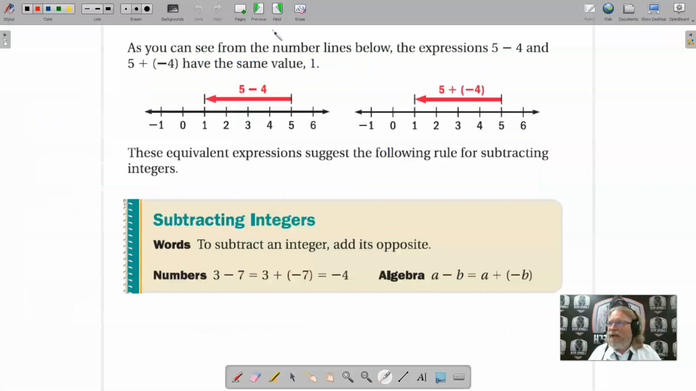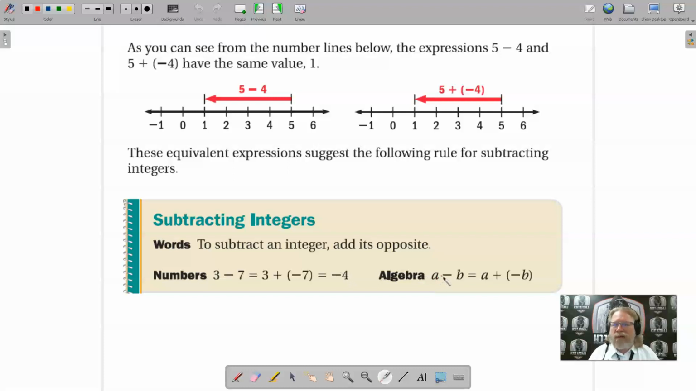On the next slide here, I've reposted the number line. So these equivalent expressions suggest the following rule for subtracting integers. In words, we say that to subtract an integer, you add its opposite. That's pretty much what I've been saying already, right? To subtract an integer, like subtracting 7 from 3, you would add its opposite instead. So we take the subtraction, change it to addition, take the opposite of 7, which is negative 7, and 3 plus negative 7 would be negative 4.